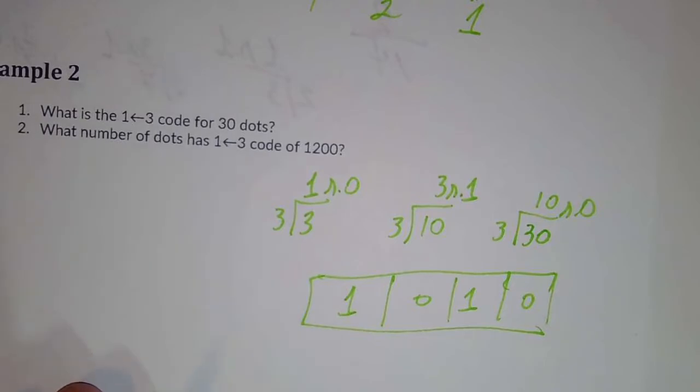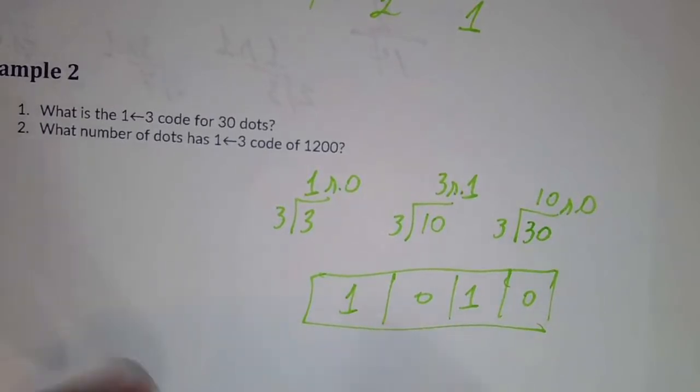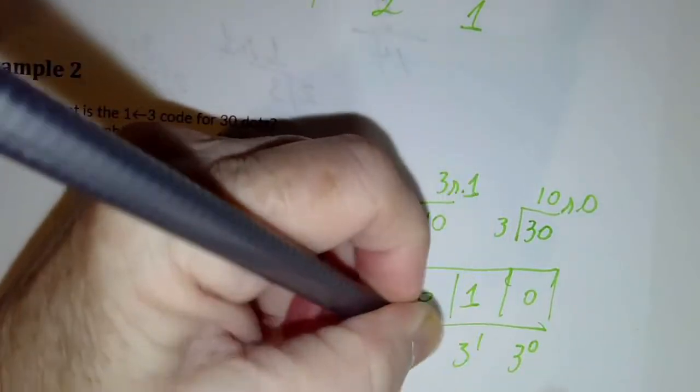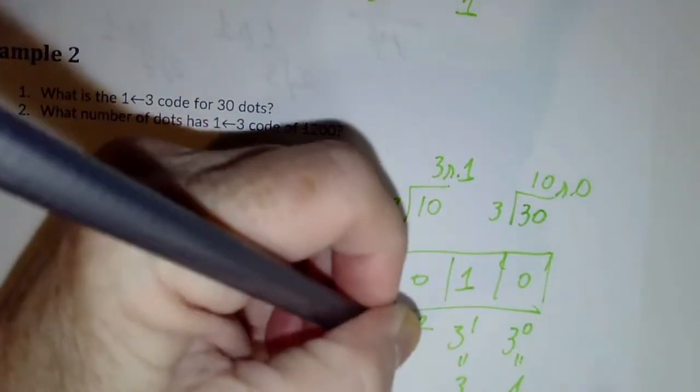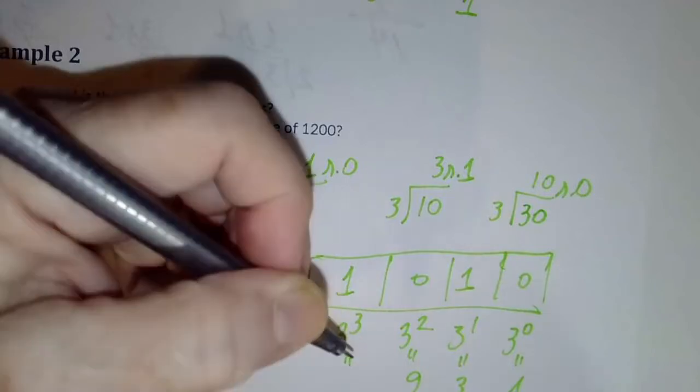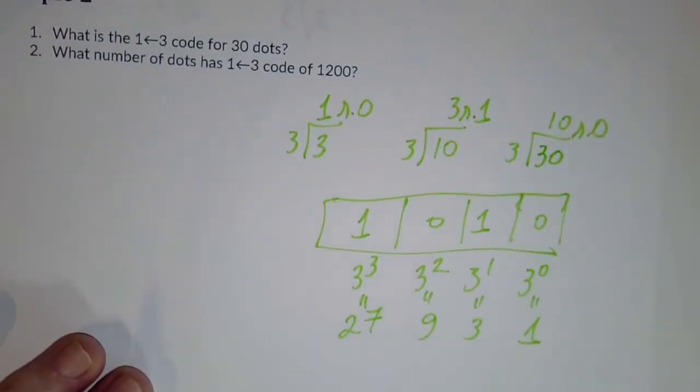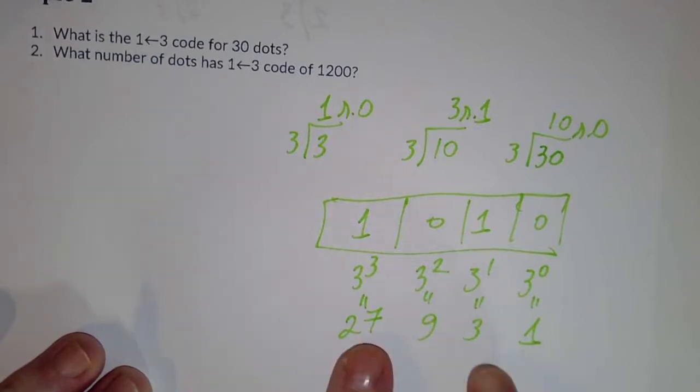Let's work backward and see if it really does equal 30. We have 3 to the 0, 3 to the 1, 3 squared, and 3 cubed. 3 to the 0 is 1, 3 to the 1 is 3, 3 squared is 9, 3 cubed, let's see, 9 times 3, that's 27. So it looks like we have 1 27 and 1 3. 27 plus 3 is 30. So that's kind of groovy.